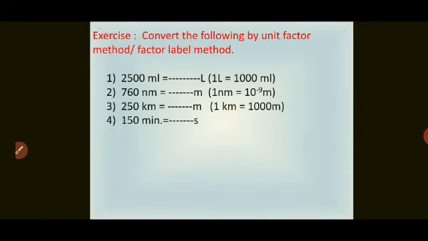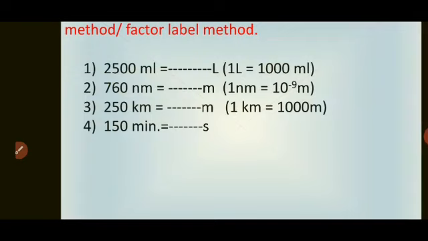Here is one exercise given to convert the following by the unit factor method or factor label method. To see that method you have to watch one more video which I am sending with this, and then solve this. I hope you have solved such types of problems in your school days, but here the method is a little bit different, and for that you must see that video. Okay, thank you.